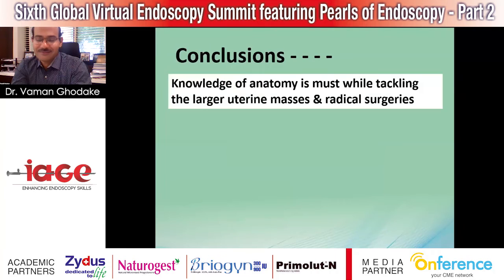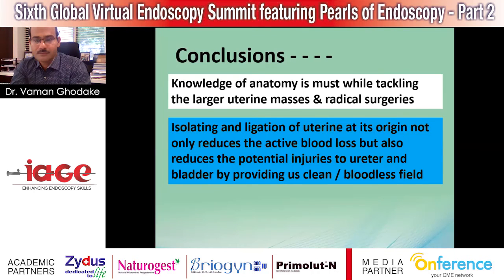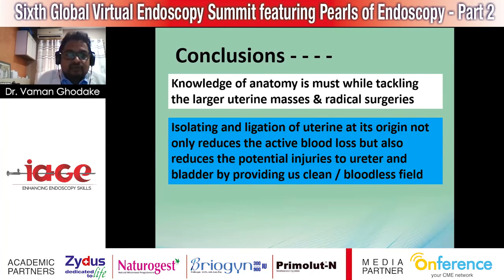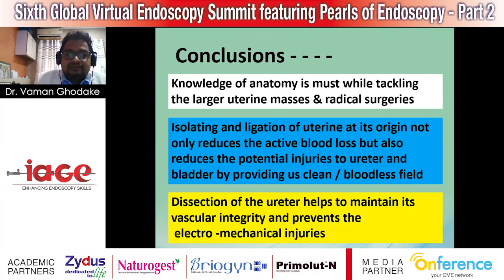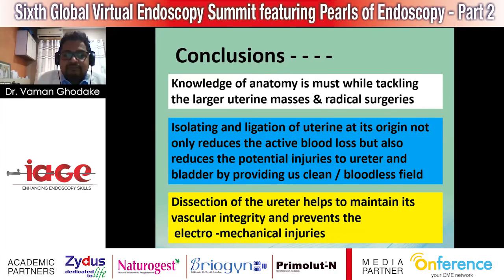That's it. And just to conclude, the knowledge of anatomy is a must while tackling the larger uterine masses for radical surgeries. Isolating and ligating the uterine artery at its origin not only reduces the active blood loss, but also reduces the potential injuries to the ureter and the bladder by providing a clean blood field. Dissection of the ureter helps to maintain its vascular integrity and prevents electromechanical injuries.